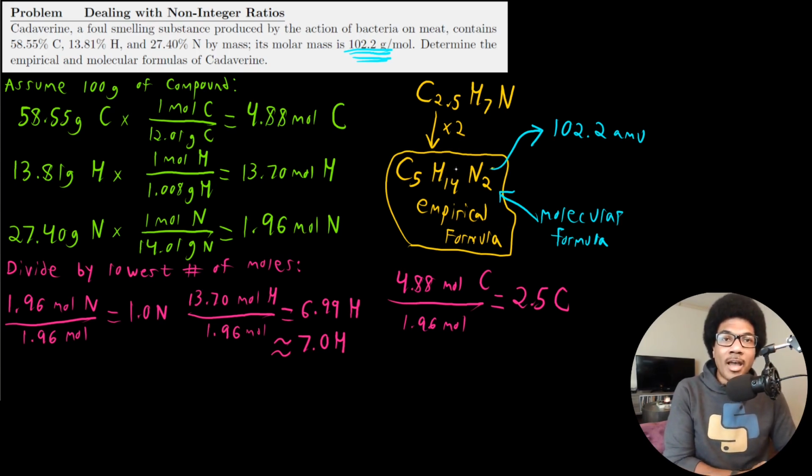So this will happen sometimes. You'll calculate an empirical formula, you'll get a smallest whole number ratio, and then you'll figure out that your formula mass is the same as the molar mass. That's perfectly fine. That just means that the empirical formula you have is the same as your molecular formula. It is the smallest whole number ratio possible for cadaverine. Okay, so hopefully you have a good understanding of the empirical formula and how to get the molecular formula from the empirical formula. This is going to be very useful for being able to identify compounds in chemistry.